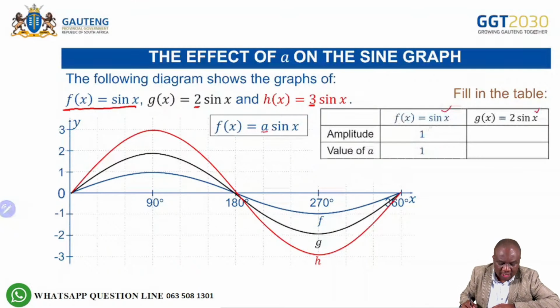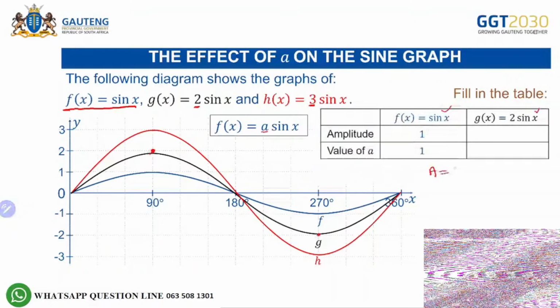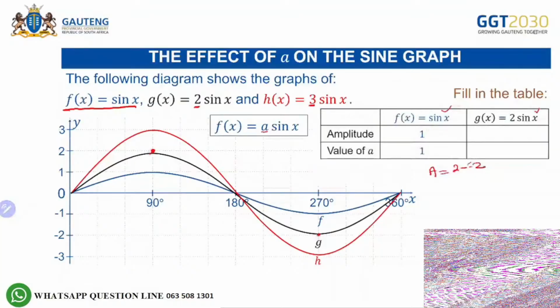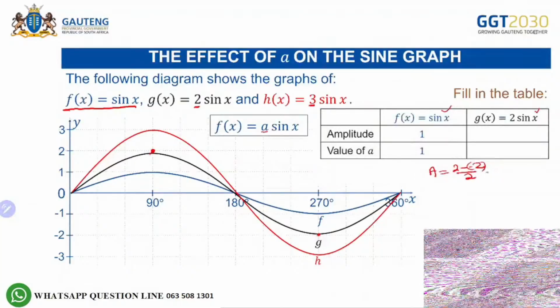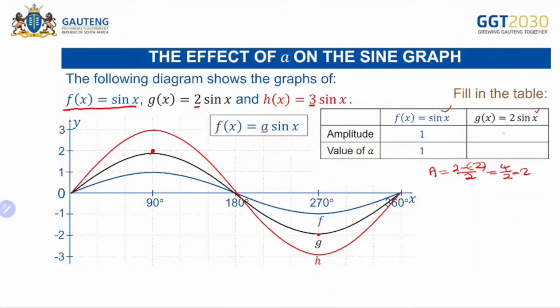Let's look at g of x. What is the amplitude? How do we find the amplitude? We say y maximum minus y minimum divided by 2. So A for amplitude will be 2 minus -2 divided by 2, which is equal to 4 divided by 2, which is equal to 2. The amplitude is 2 for g of x. What is the value of A for g of x? It is 2.